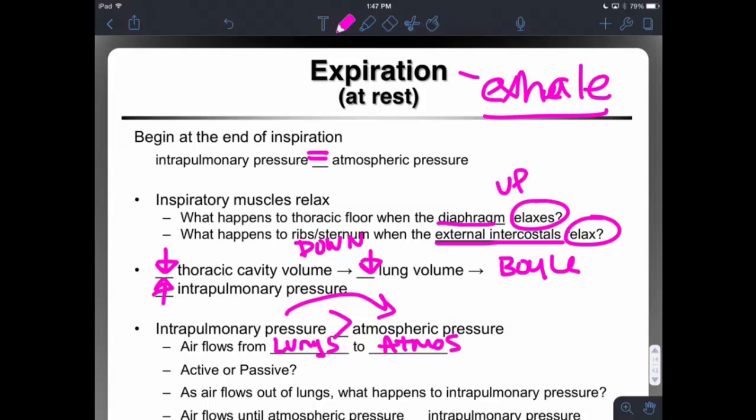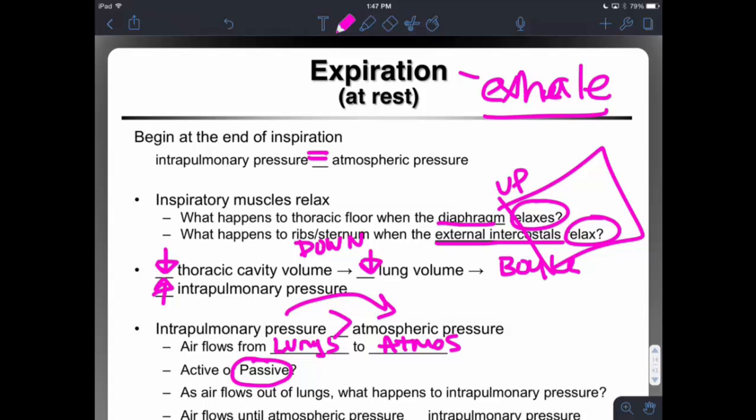Now, is this process active or passive? This is passive. This is a natural gradient that occurs when these muscles relax. So we didn't have to do any work when we relaxed the muscles. We only had to do work when we contracted the muscles. So when you're done contracting, relaxation is automatic.